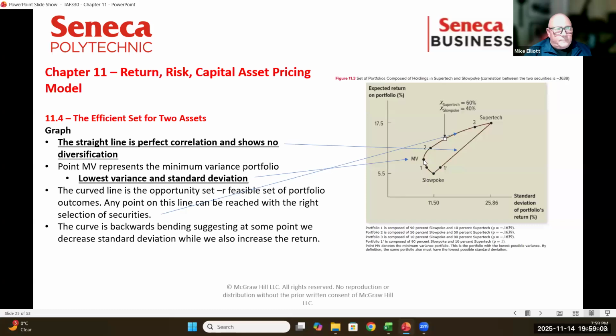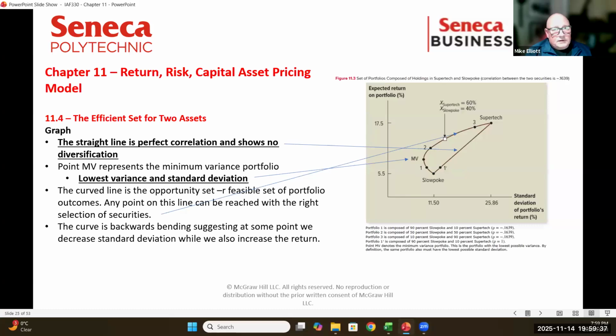MV, this point here, is the lowest variance in standard deviation that we can find in the portfolio. The curved line: any point of this line can be reached with the right selection of securities in this portfolio. The right selection of SuperTech and Slowpoke will get us any position on this line. The curve's bending backwards, so at some point we can decrease standard deviation while we also increase return.